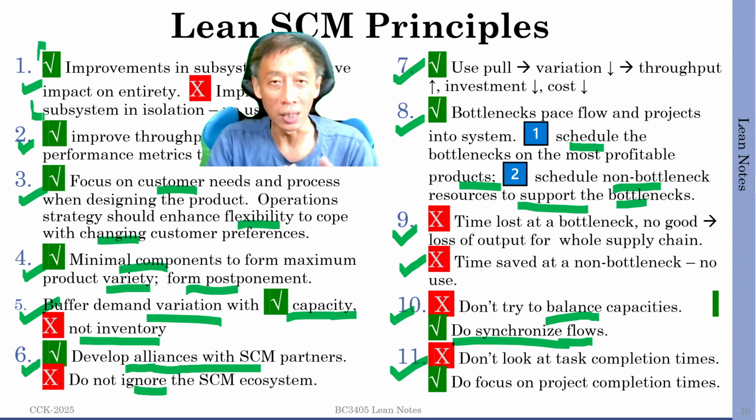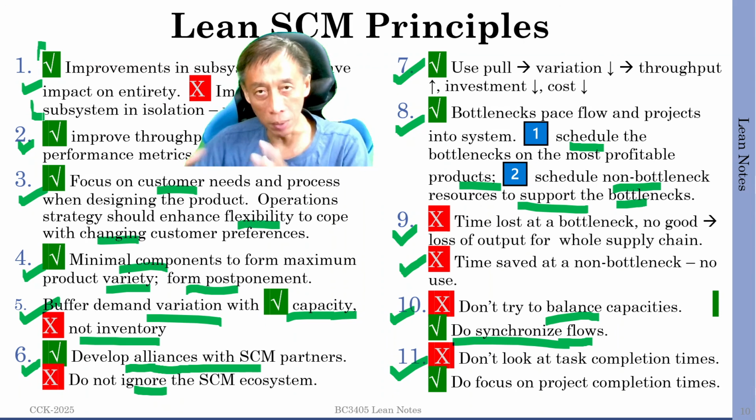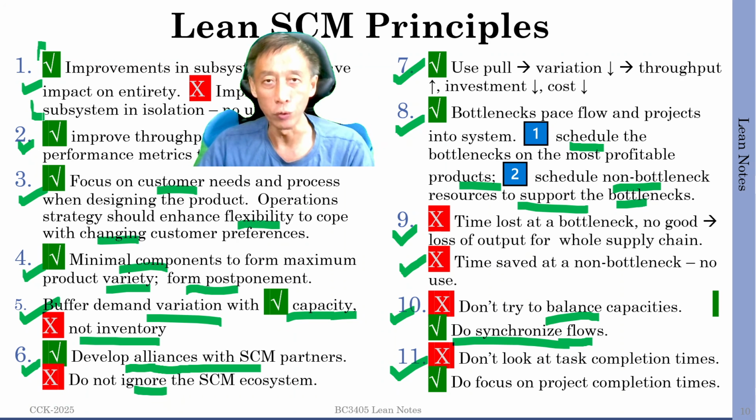Don't just look at improving a non-bottleneck resource. Look at the bottleneck, right? How you can improve it, shorten the processing time. Okay, so that's a quick 11-point summary on the wisdoms and ideas that we have been discussing.